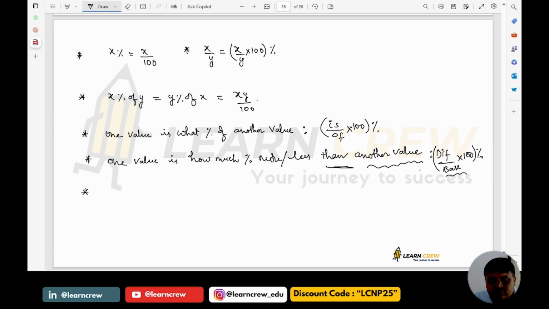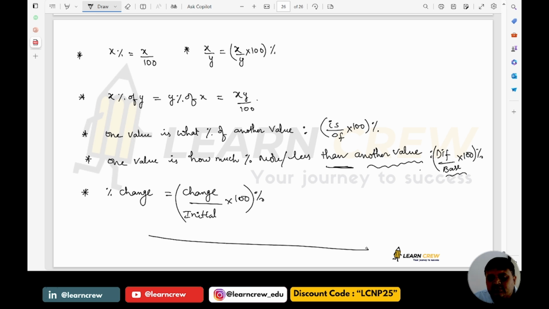Next, the concept of percentage change. Percentage change means change in the value, it can be an increase or decrease, by initial value into 100. So these are the points we studied today in our foundation builder 1.